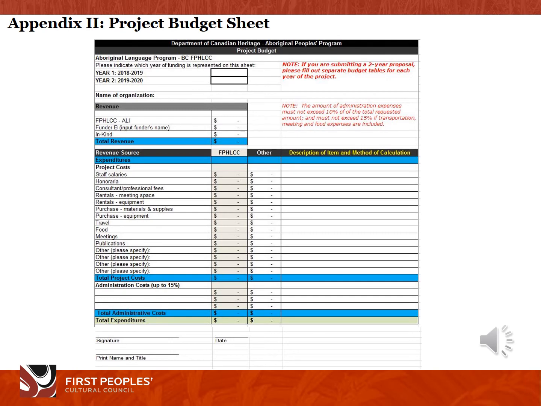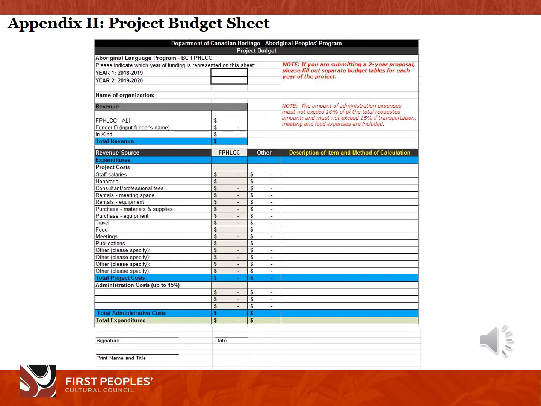Please fill out all project expenses in Appendix 2, the project budget sheet. If you are submitting a 2-year proposal, please fill out a separate budget table for each year of the project. Make sure to indicate which year of funding is being represented on each sheet. Under Revenue, please identify the total funding amount being requested from FPCC for the ALI program. If you are receiving funds from a secondary funder, or if you have in-kind funding, please include the amounts in the appropriate lines.